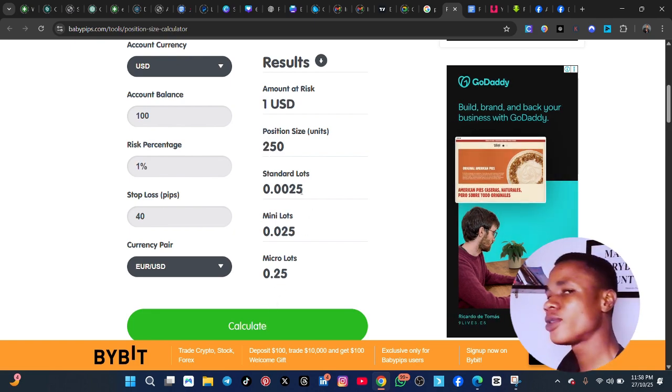So please kindly follow these things I'm explaining, because this is what actually makes you, before you take any trade, ask your question why. Ask a question why before you take that trade, and of course you calculate all these things before you now go ahead to take that trade.